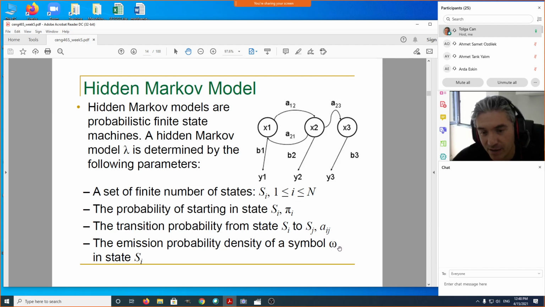Okay, so here they are indicated. This lowercase omega here may be a symbol that you observe at the state. In this figure, we see Y1, Y2, and Y3 are the emitted symbols, and they are emitted with probabilities, for example, B1, B2. What I'm saying is that at X1, we may observe multiple symbols with certain probabilities. So that's what a hidden Markov model is, mathematically.